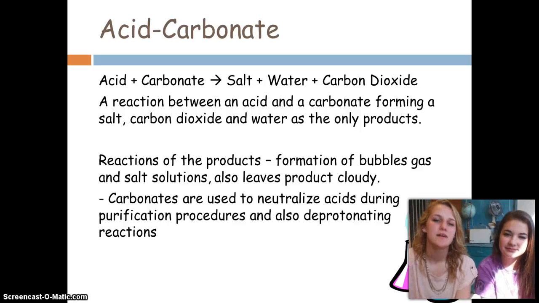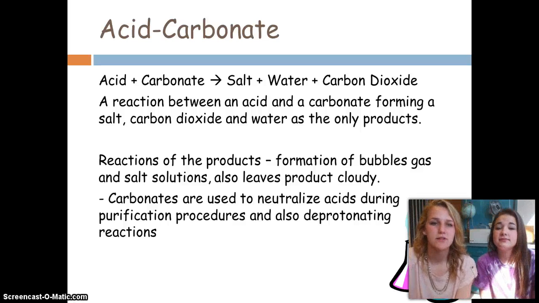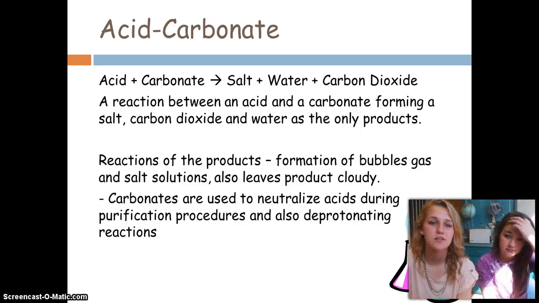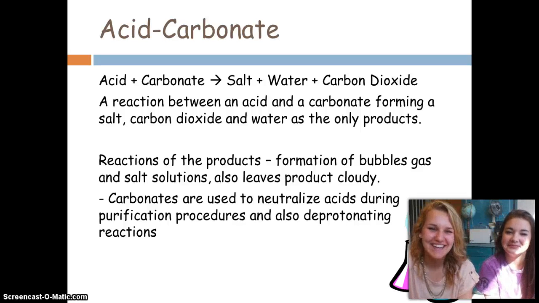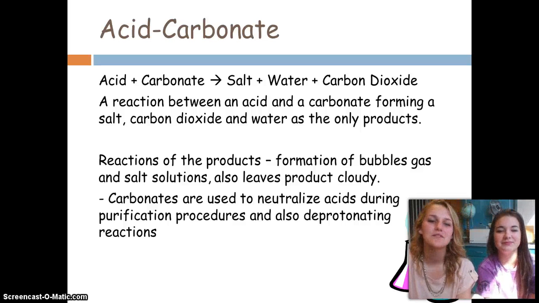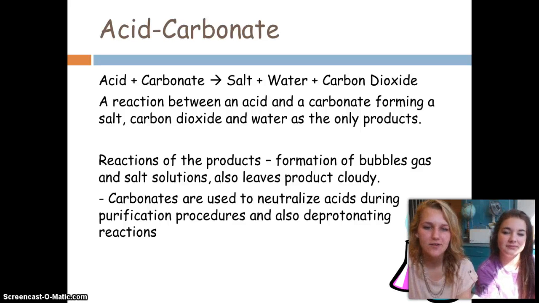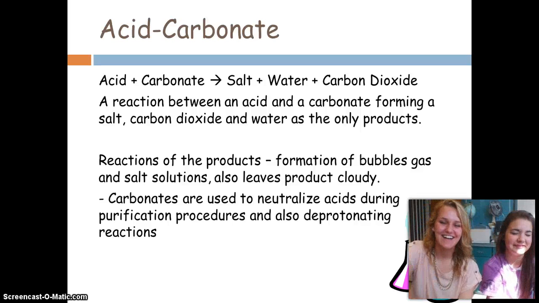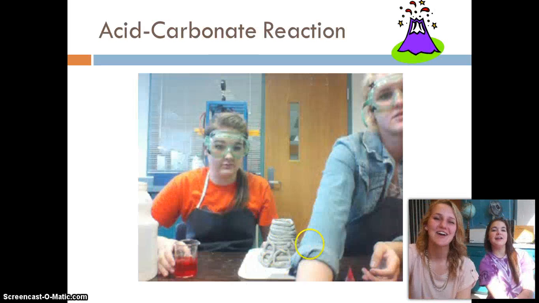Next is acid and carbonate. Acid plus carbonate makes salt plus water plus carbon dioxide, and that's a reaction between an acid and a carbonate forming a salt, carbon dioxide and water as the only products. Signs of the reaction are formation of bubbles, gas, and salt solutions, and it also leaves the product cloudy. Carbonates are used to neutralize acids during purification procedures. Anyways, here's our acid carbonate reaction.